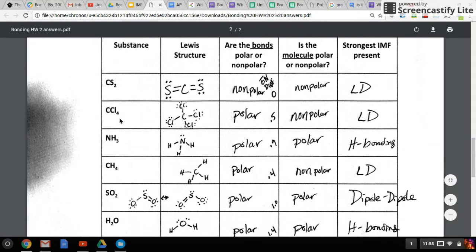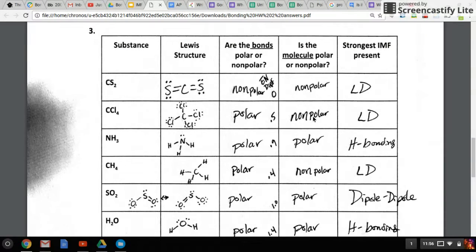Then we have carbon tetrachloride. It ends up with this nice tetrahedral structure. The carbon-chlorine bonds are polar. You end up with an electronegativity difference of 0.5, but because the molecule is symmetrical, the molecule as a whole is nonpolar, because the dipoles cancel out. So again, all we have are London dispersion forces between molecules of carbon tetrachloride.